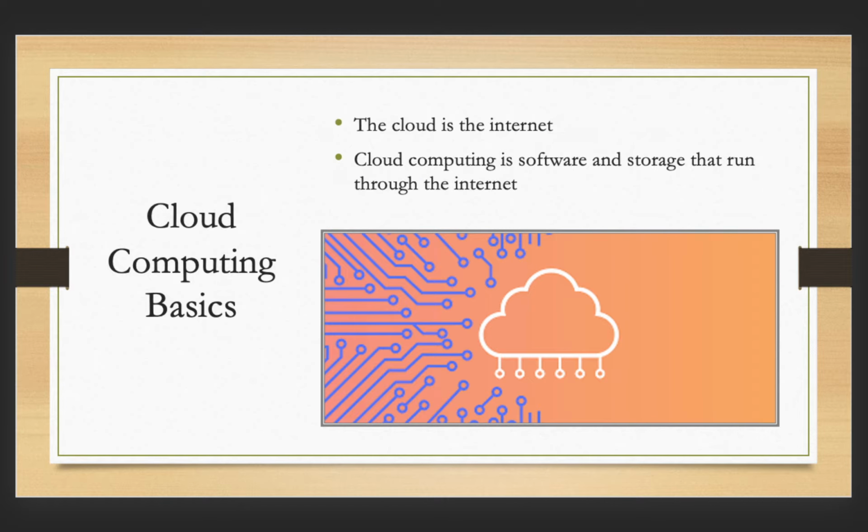So the basics of cloud computing are that the cloud is the internet, and cloud computing in turn is software and storage that run through the internet. This enables convenient on-demand network access to a shared pool of configurable computing resources, things like networks, servers, storage, applications, and services.